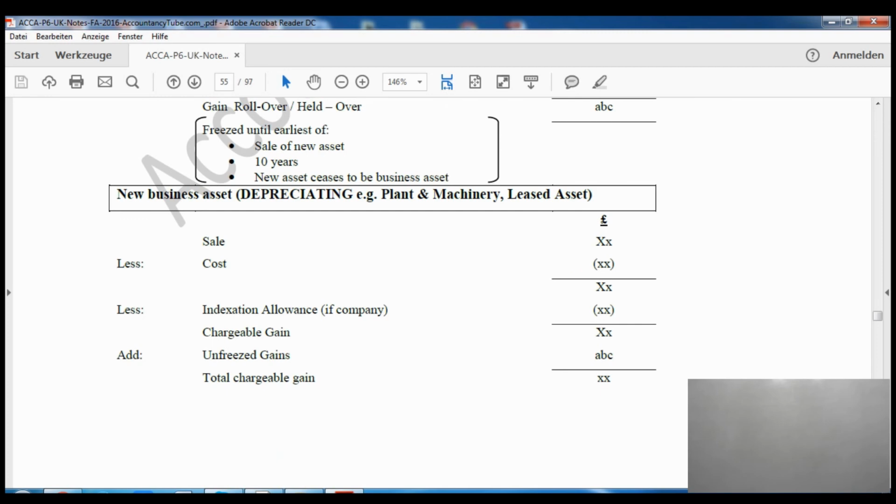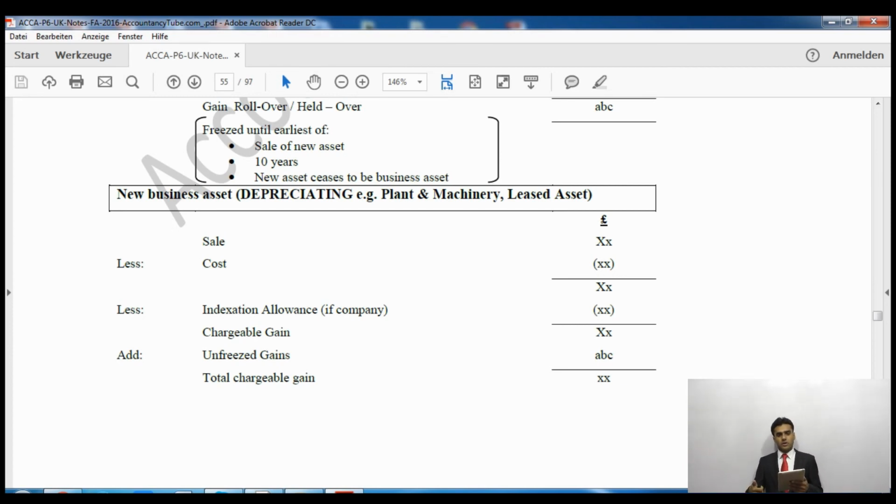Right? Now, assuming that the new asset is going to be a depreciating asset, which is plant and machinery, in that case, what would happen? We'll take the sales and we'll deduct the cost out of that, and if there is any indexation allowance, if it is a company, we'll deduct that as well, and that is going to be our chargeable gain. Now in that chargeable gain, we will add the chargeable gain which we have deferred earlier, right? So the unfrozen gain, we will add here, and the total is going to be our total chargeable gain, and on that we will have to pay tax.